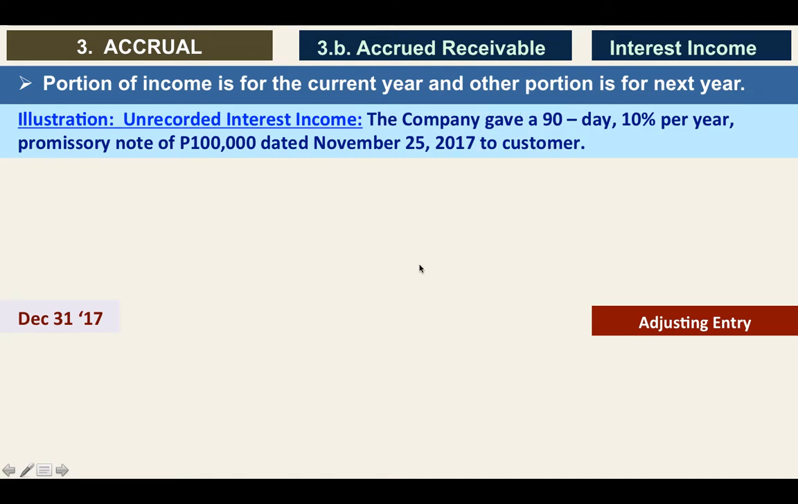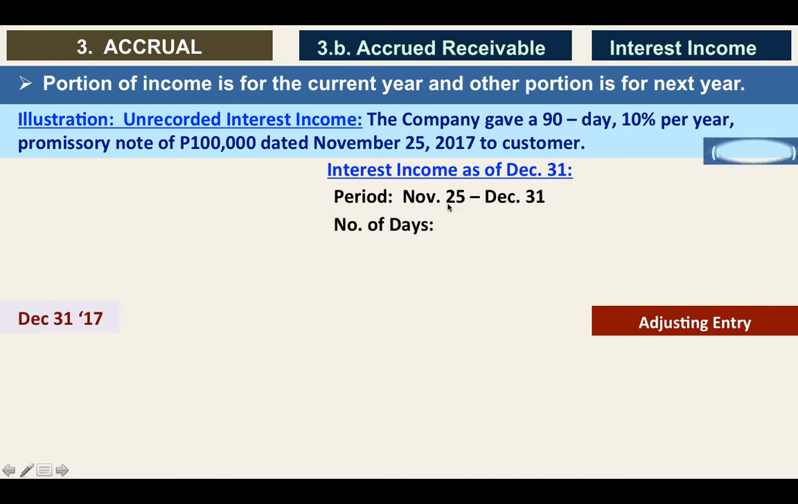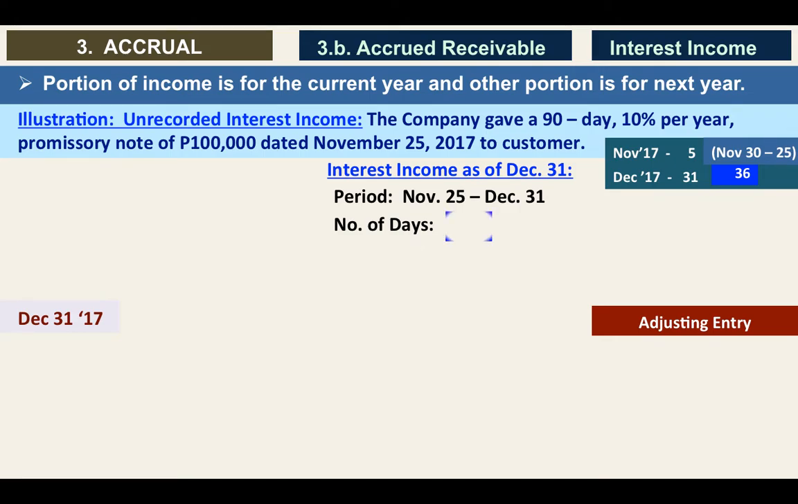Okay? We can compute the interest. So the interest income as of December 31st will be from the date that you have extended the loan to your customer, which is November 25, 2017, up to December 31st. So let's determine how many days yan. So from November 30, ilan days yon? 5 days. Okay? 30 ang November kasi, minus 25, yun yung date ng loan. And for December, you have 31 days. So, for 2017, yung days na income na na-earn mo is for 36 days. So, you have 36 days here.